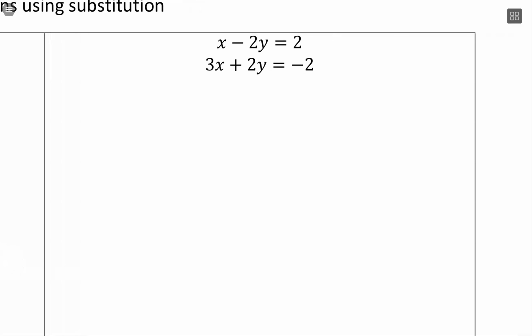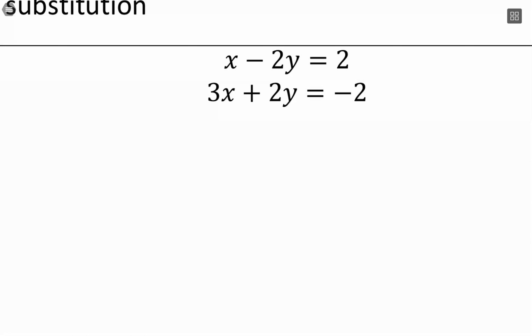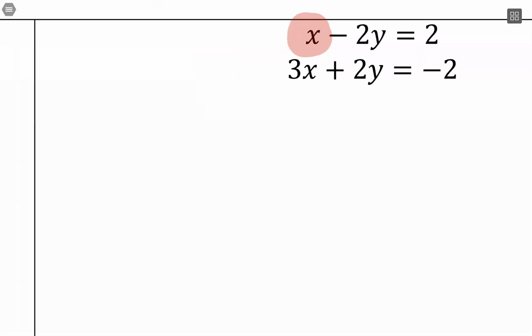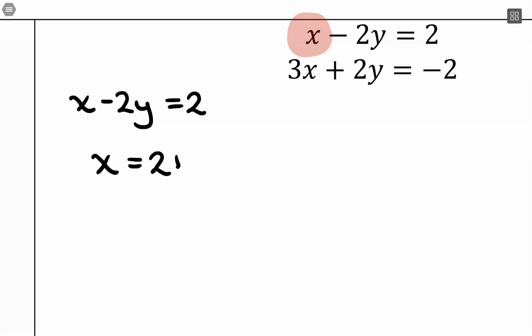Alright, in this example, we don't have a variable solved for already, so this is a case where I'm going to go looking for a variable that has a coefficient of 1, so I can avoid fractions. So, I'm going to use x, which has a coefficient of 1, so that's going to be easy to solve for. I'm going to take that x minus 2y equals 2 and solve for x. So I'm going to add 2y to both sides of the equation. So that's a 2 plus 2y. So now what I have is this relationship that x is the same thing as 2 plus 2y.